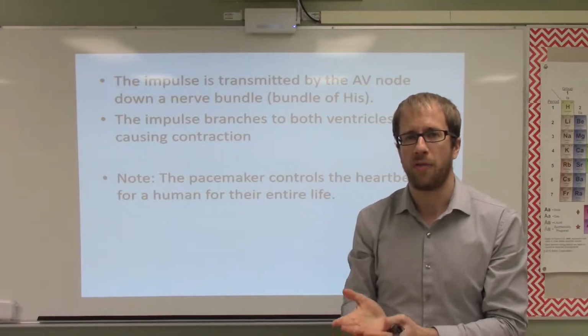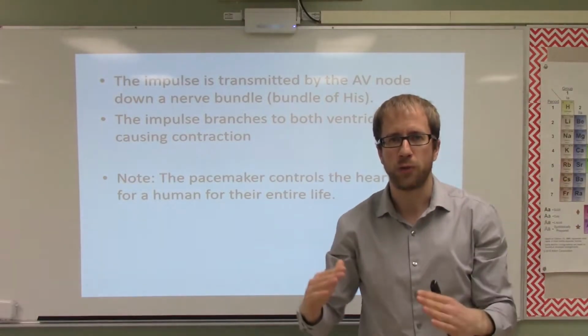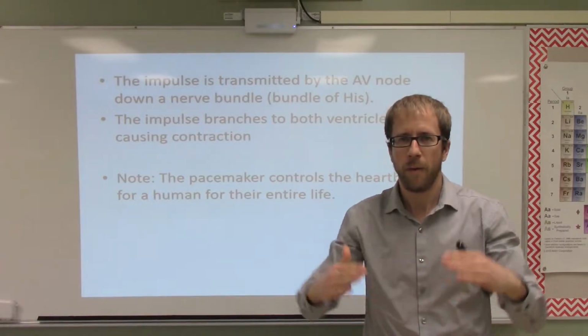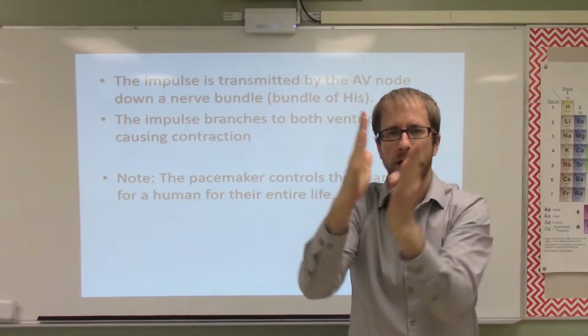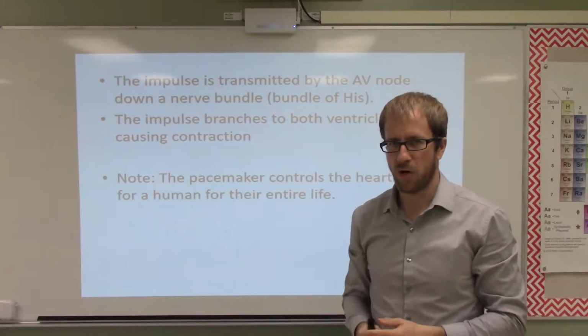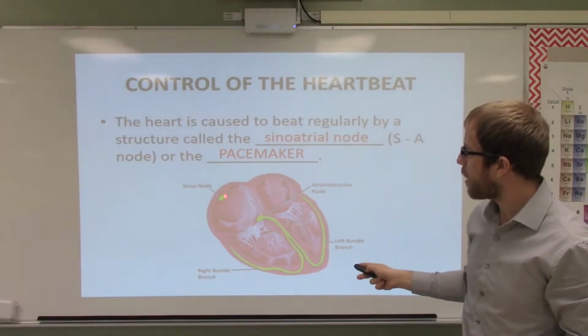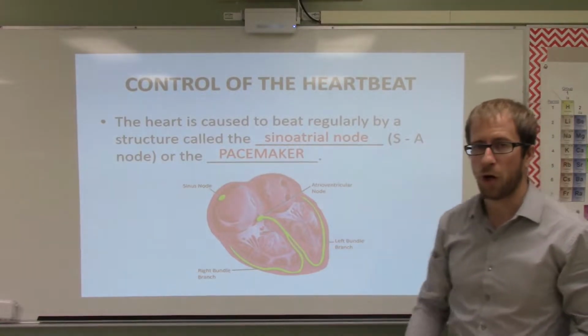Now, why would you want that? Why wouldn't you just want the signal to go straight from your atria to your ventricles? Remember, your atria contract from the top down, but where are the arteries on your heart? All right, let's go back to that picture for a second. Where are the arteries on your heart? Well, your arteries are coming off the top of your heart.